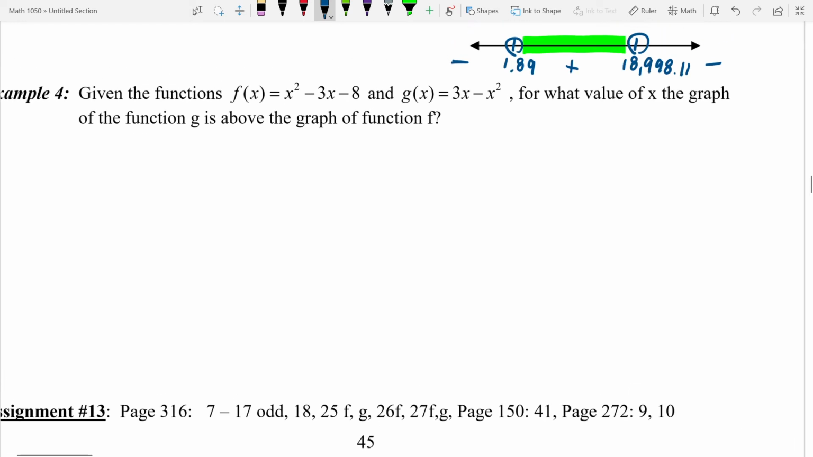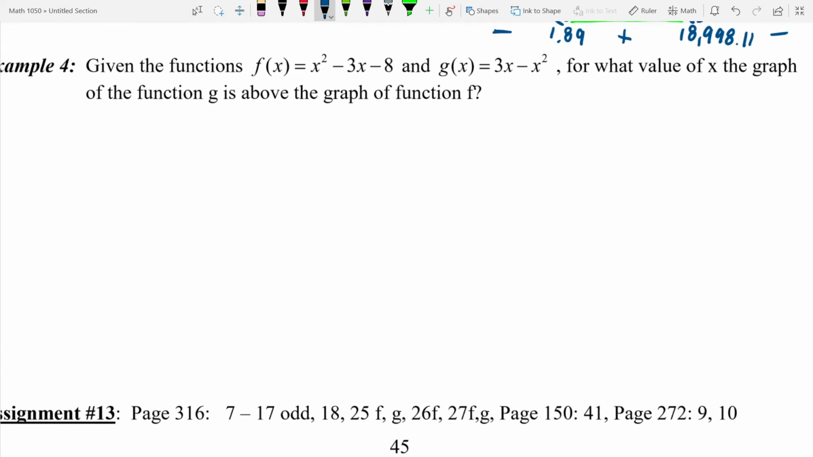Okay, here we go with question number 4. Given these functions, f of x and g of x, for what value of x will the graph of the function g be above the graph of f? Okay, so let's write down g. So g is 3x minus x squared. Then let's write down f. So it's x to the second minus 3x minus 8.